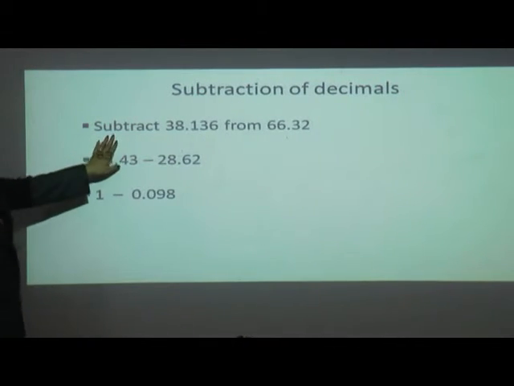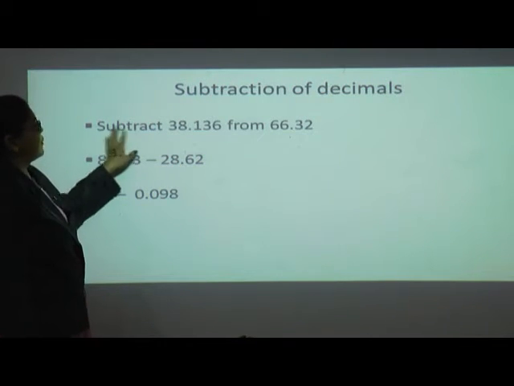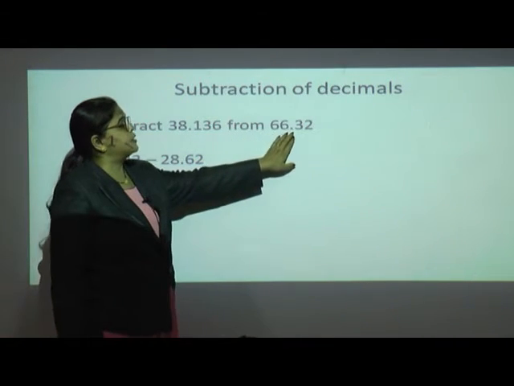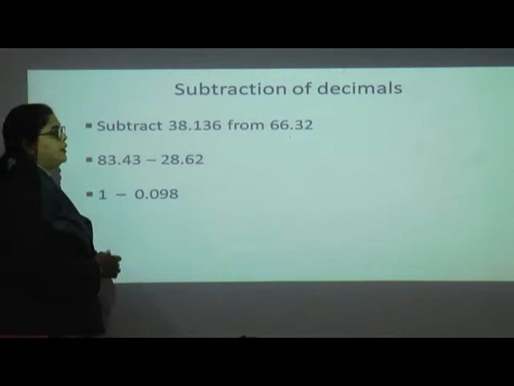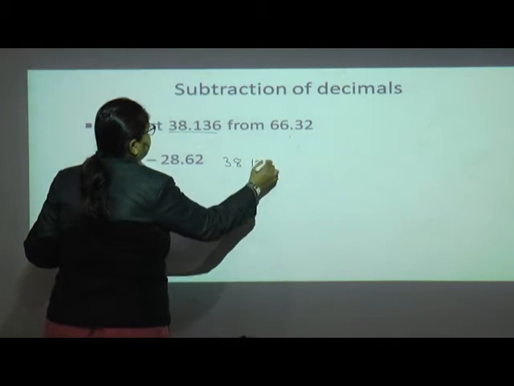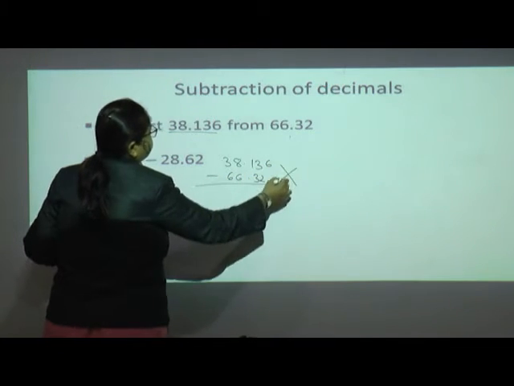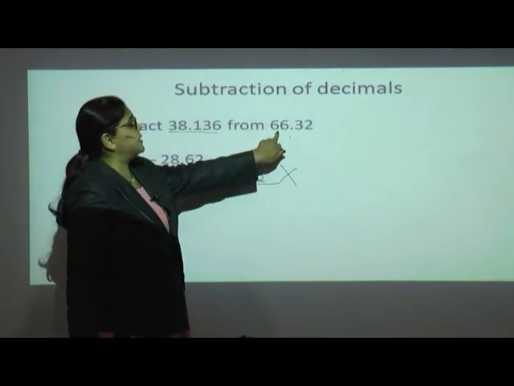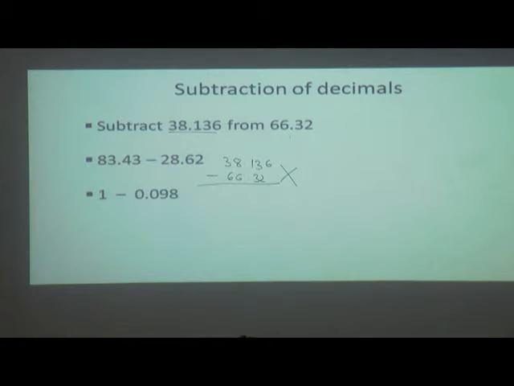I have written one example here in such a way that many students get confused. Subtract 38.136 from 66.32. What mistake is repeated every time? Whatever numbers are given, they write them in that order and subtract in this way. Is this possible? No, it is not possible, because the word is from 66.32, which means you have to remove the numbers from 66.